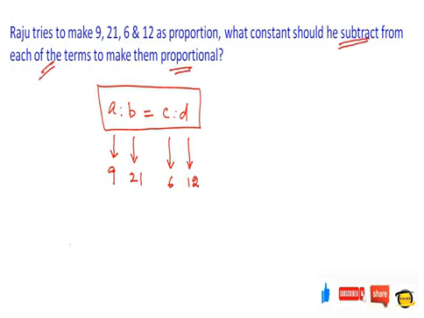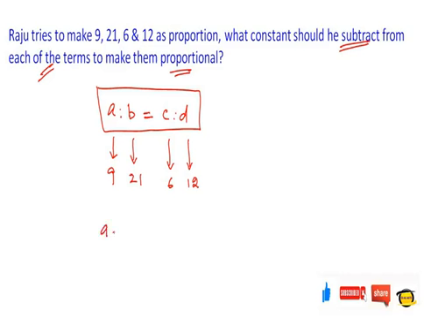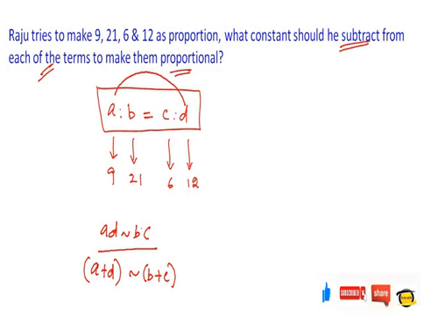What's the formula? The difference between AD and BC divided by the difference between the sum of A and D and the sum of B and C, right? So what is this basically? AD is the product of the 2 extreme terms and BC is the product of the 2 mean terms, and A plus D is the sum of the 2 extreme terms and B plus C is the sum of the 2 mean terms, right? Now it's all about substitution.